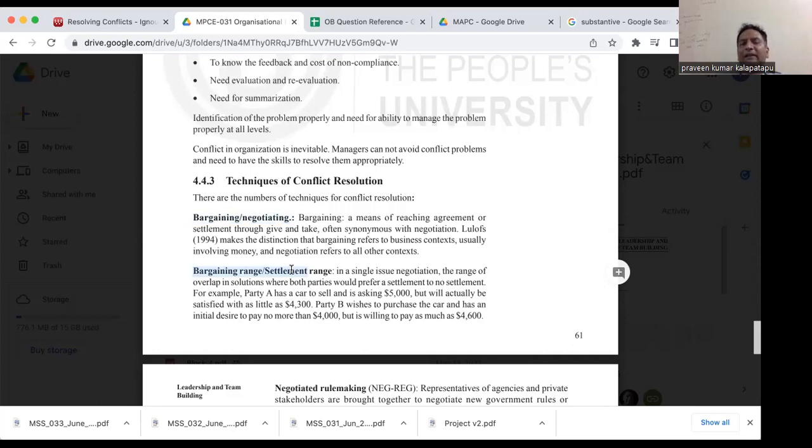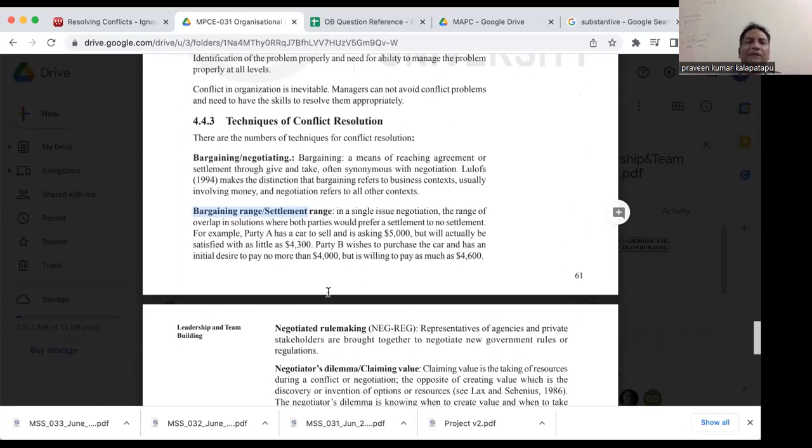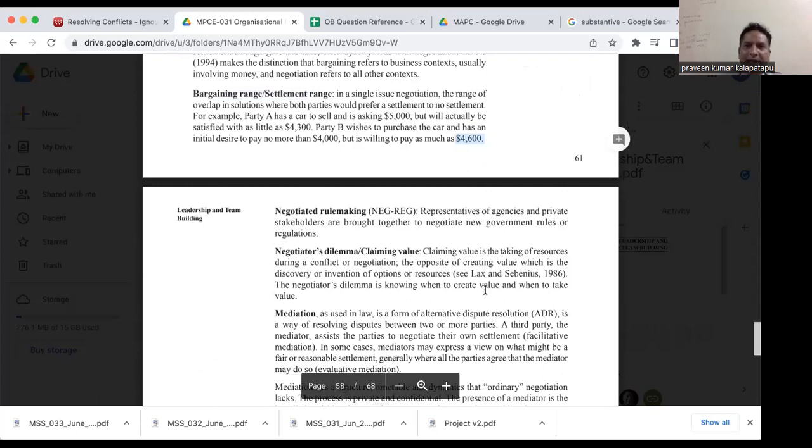So the typical way of bargaining is this bargaining range, where you say you want to sell your vehicle or car for 5,000 and somebody says 4,000, and you finally reach a middle ground of 4,600 or whatever it is, right? So that is what this particular range is.